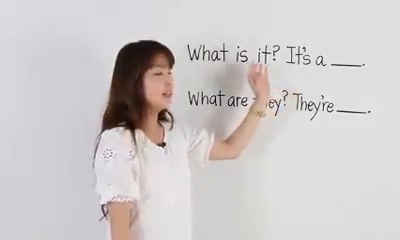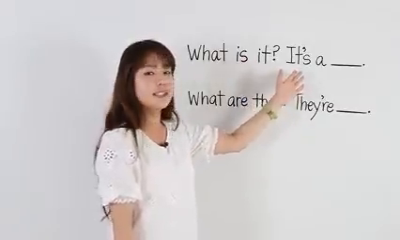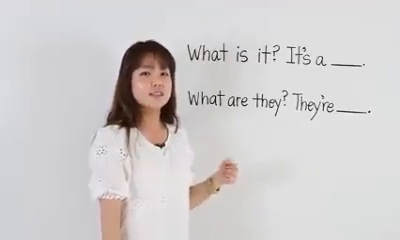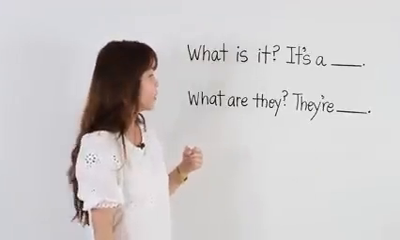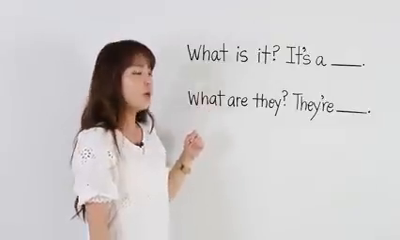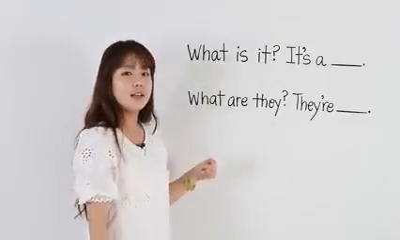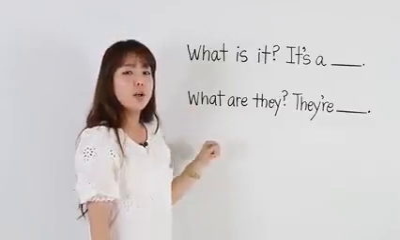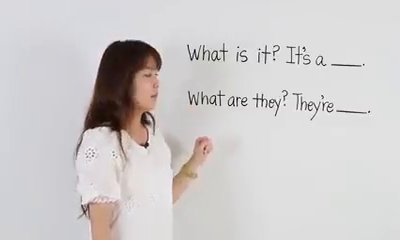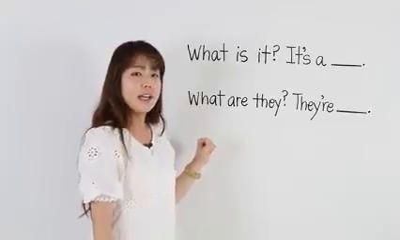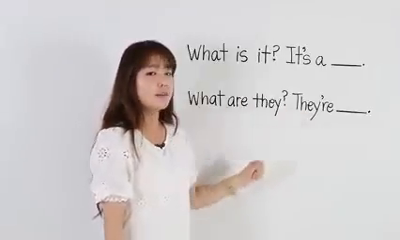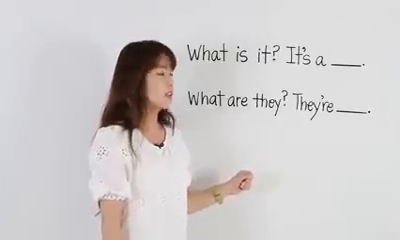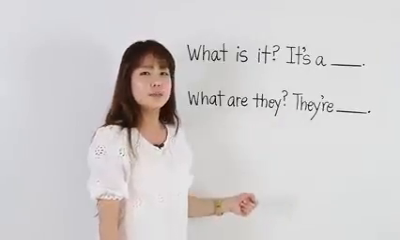It's a pencil. It's a chair. It's a marker. Okay, when we have more than one, we say, what are they? Let's do it fast 3 times. What are they? And when you answer, they're pencils, they're chairs, they're markers.